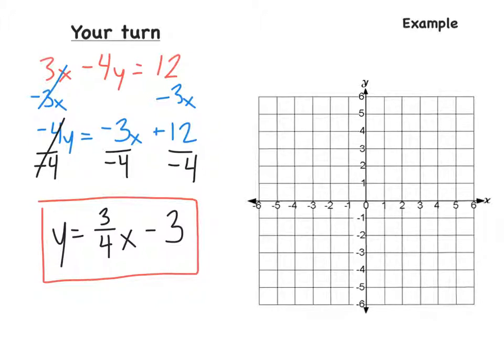So now we got y alone. Next step, start on b. That is negative 3. Then we move with m. M is 3/4. So we're going to rise 3, run 4. Plot the point there. Draw the line to connect them. And this is our graph for 3x minus 4y is equal to 12.